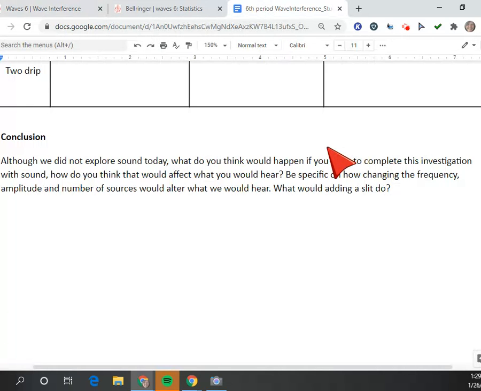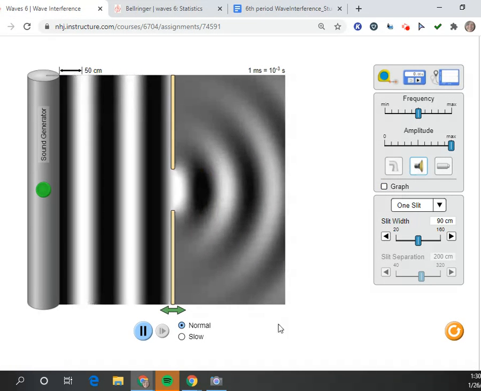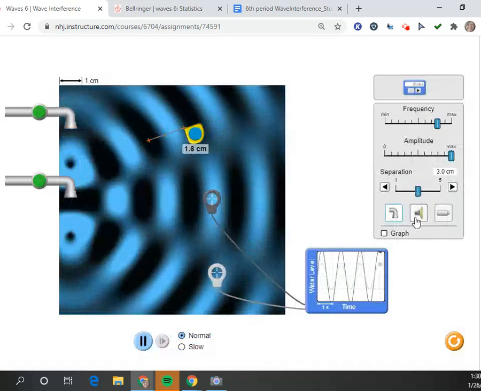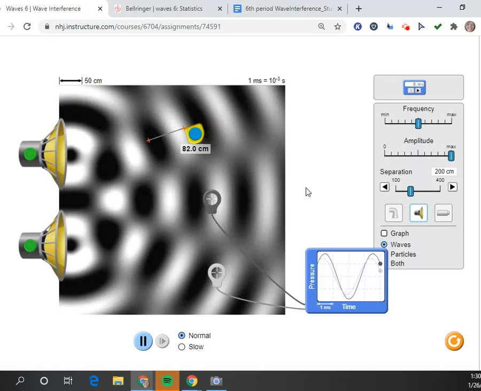All right, so although we did not, we explored it a little bit. What do you think would happen if you were to complete this investigation with sound? How do you think that would affect what you would hear? Be specific on how changing the frequency, amplitude, and number of sources would alter what we would hear. So if you wanted to, you could go back with the sound button to the interference module, put it on sound, and see what happens.